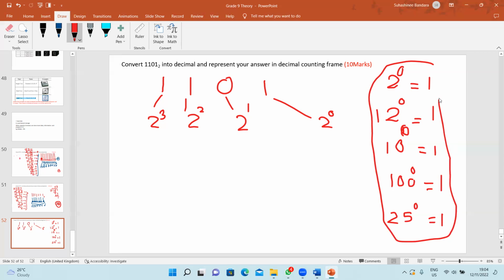Any number when we take the power 0 is 1. So 2 to the power 0 is 1. Then 1 should be multiplied by 1. Why? We have the number 1 at that place. Then we are going to add 2 to the power 1. 2 to the power 1 is 2. 1 multiplied by 0, the value will be 0.